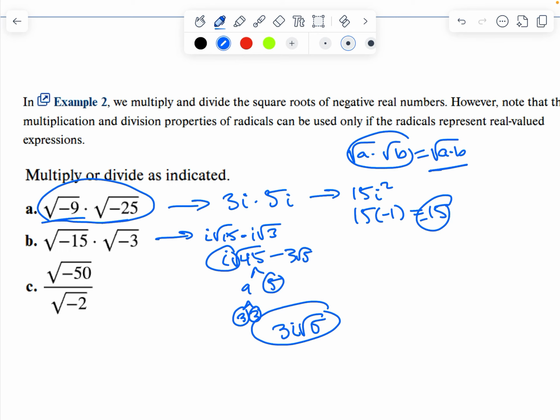The same issue with division. We can divide them, but we have to take the imaginary numbers out first. So that's I square root of 50 over I square root of 2. You know x over x just divides to 1. In the same way, anything over anything the same is going to divide to 1. The I over I will divide out. Square root of 50 divided by square root of 2 is the square root of 25. The square root of 25 is just 5.